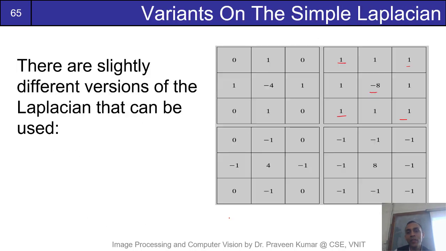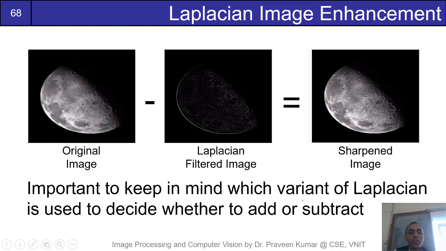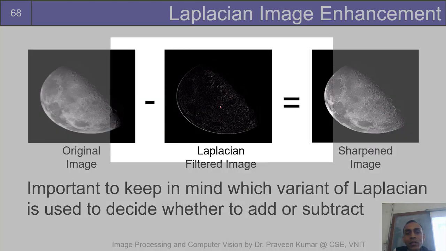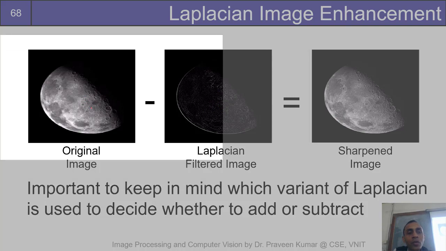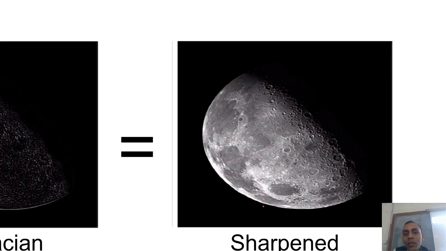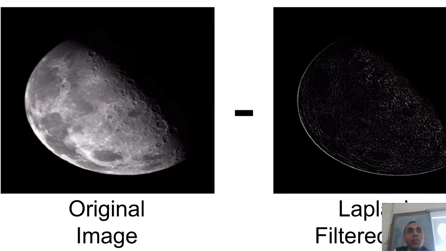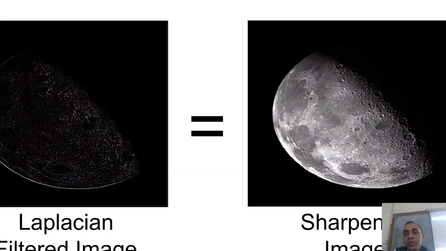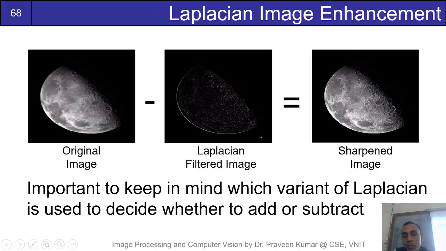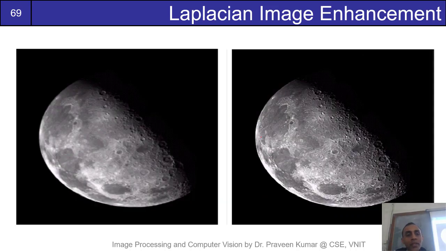If we were already using this other variant, then we could have just added it. But because we are using this Laplacian, we have to subtract it. So you have to keep in mind which variant of the Laplacian we are using to decide whether to add or subtract. But irrespective of that, if we superimpose this second derivative response on the original image, the new image, as expected, will be a sharp image of the blurred one. So it makes sense now.